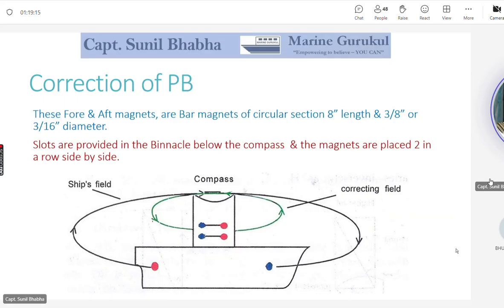Now why are they placed in pairs? The reason for that is exactly in the middle of the binnacle, exactly below the compass, you have a periscope which is going into the wheelhouse. It is with the help of the periscope that you are able to see the magnetic compass at the helmsman location from the bridge. So because of this periscope, we cannot have the corrector magnet exactly below the compass location. I'll show you another diagram explaining this. Moving ahead.